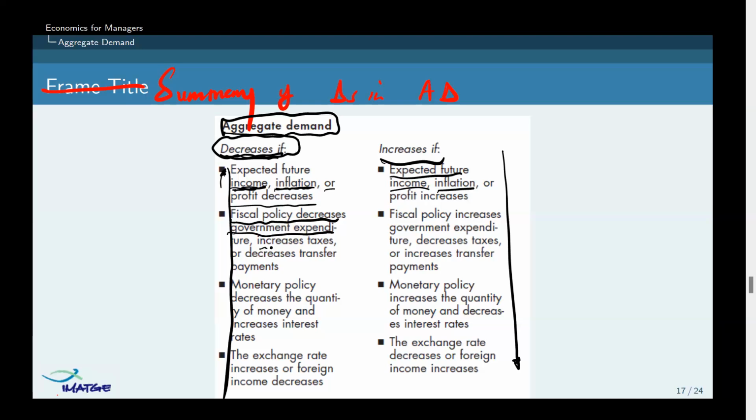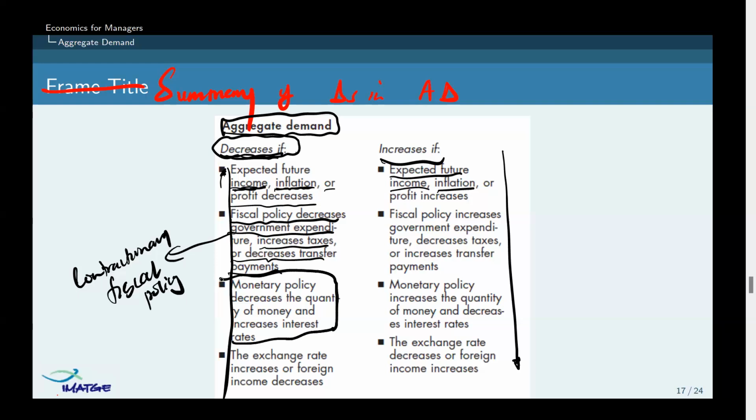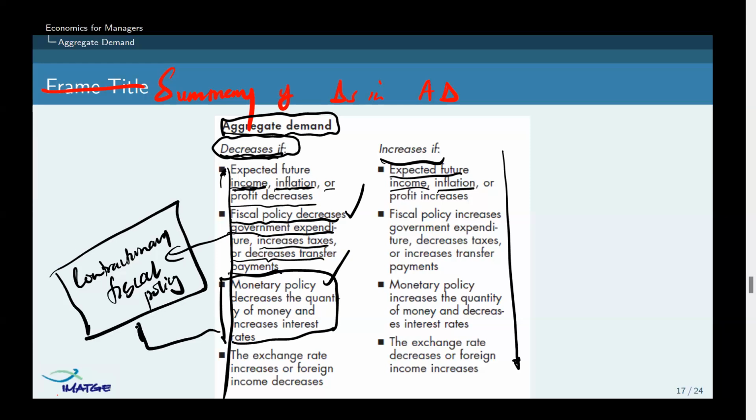Fiscal policy that decreases government spending, government expenditure, increases taxes, or decreases transfer payments, all this is what we refer to as contractionary fiscal policy. The same applies as long as it decreases aggregate demand, whether it's a monetary policy or a fiscal policy, we call it contractionary. Why? Because we are trying to contract the economy. We are trying to slow down the economy.